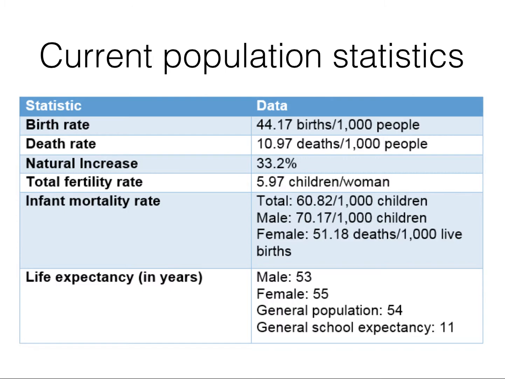So the birth rate is 44 births per 1,000 people. The death rate is approximately 11 deaths per 1,000 people, making the natural increase 33.2%. The total fertility rate is approximately 6 children per woman, and the infant mortality rate is, for both males and females, 60 children per 1,000 live births. The life expectancy is 54 years.